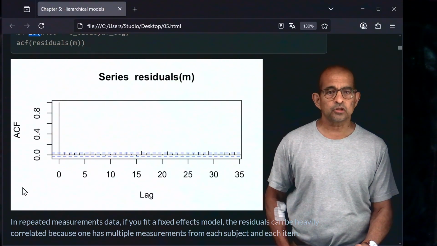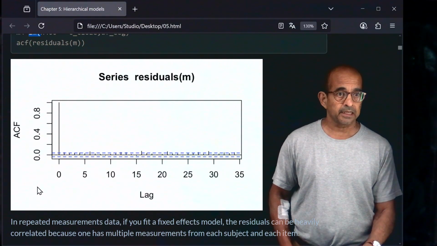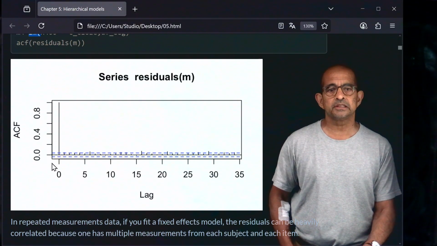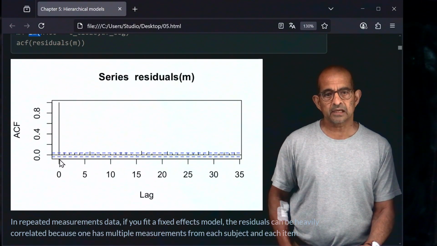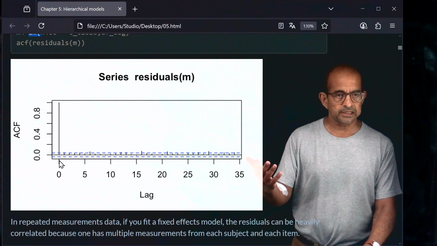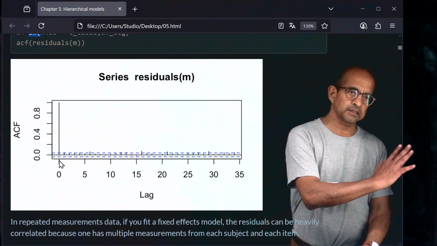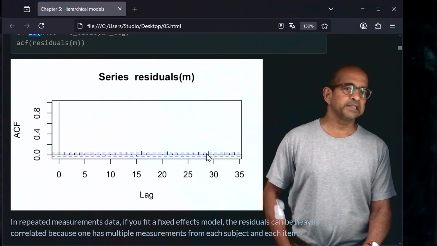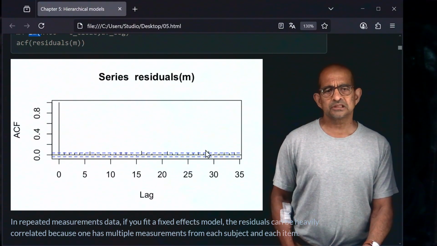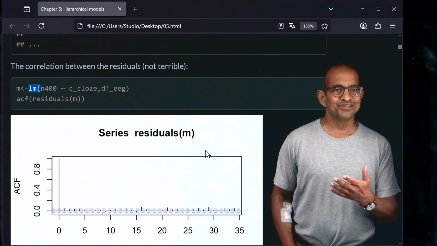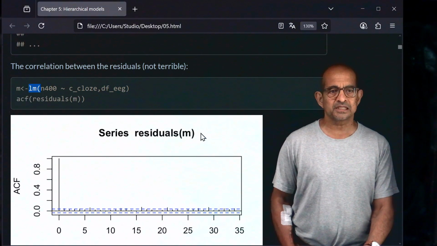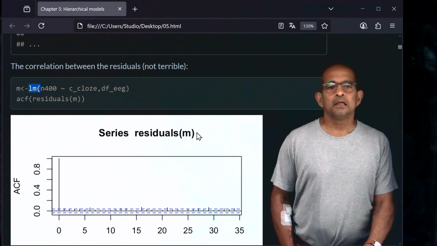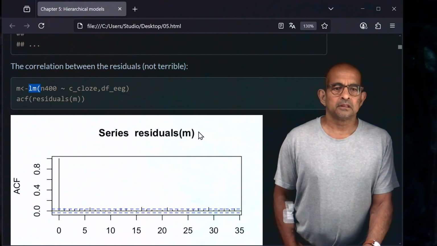And if they are uncorrelated, as they should be, the residuals are assumed to be uncorrelated. We should see a correlation of 1 for a lag of 0, so every data point is correlated with itself, but every other lag should be close to 0. And indeed it is here. So this is not a terrible model actually, even though technically it's incorrect for these data because these are repeated measures data. It's still not really bad.